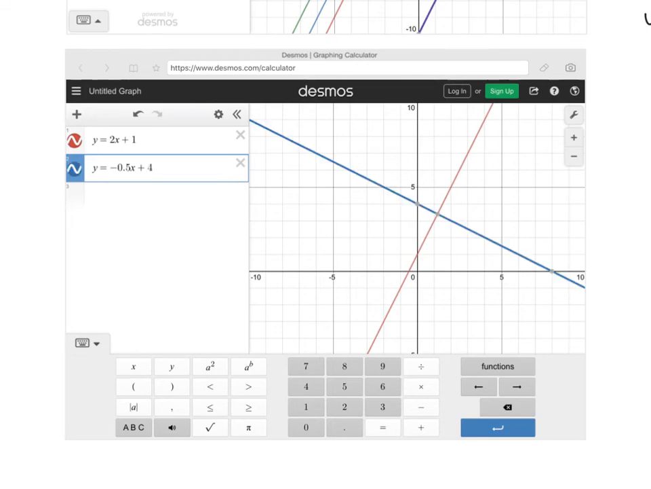You can see that those two lines are perpendicular. Remember, perpendicular means they meet at 90 degrees. If I change this to, let's go with 4.